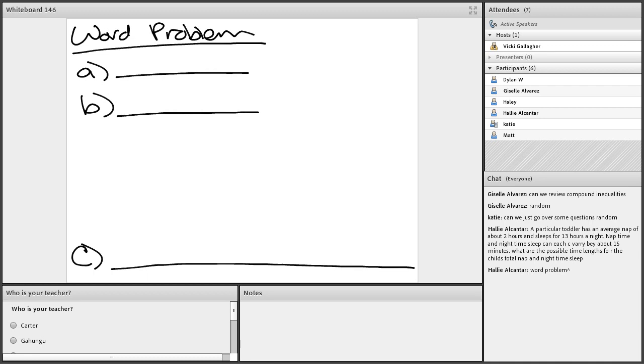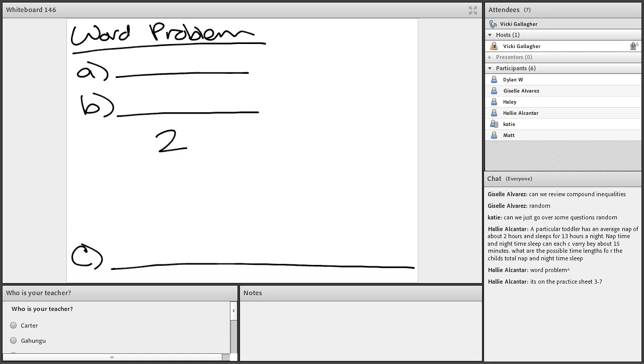I'm not sure that I've seen this problem, so I'm going to have to figure it out on the fly, which is fine. About 15 minutes. So that means that the nap time of 2 hours, practice sheet 3-7. Ooh, I don't know that I assigned that to my students, but maybe I can find it somewhere.